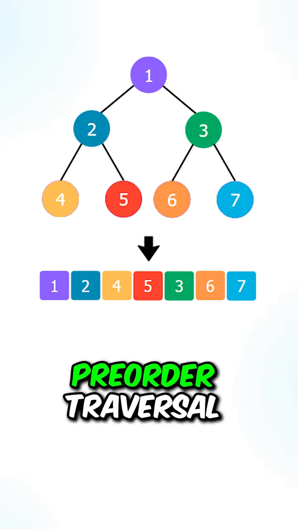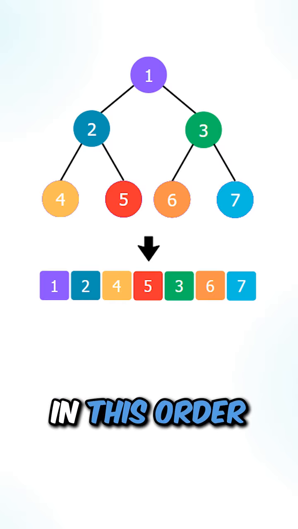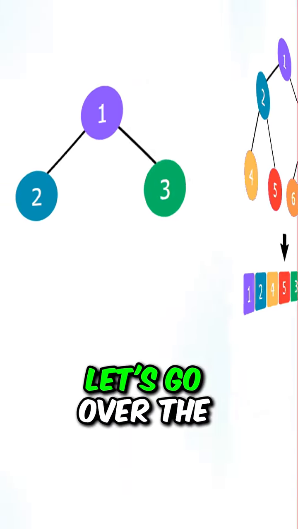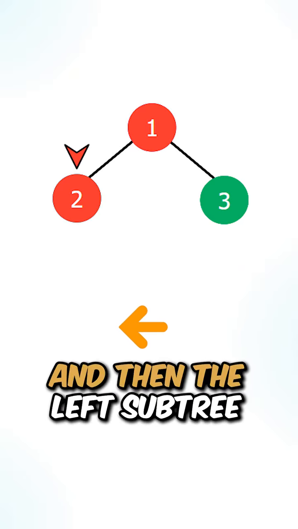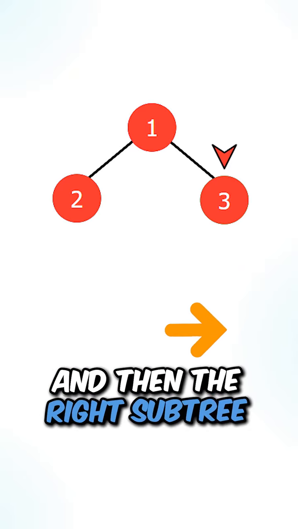If we perform a pre-order traversal, we visit the nodes in this order. Let's go over the direction of pre-order traversal. We visit the root node first, and then the left subtree, and then the right subtree.